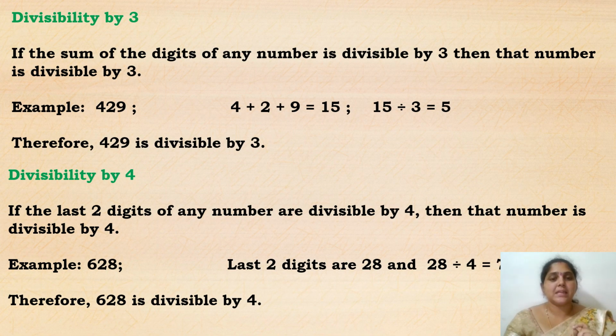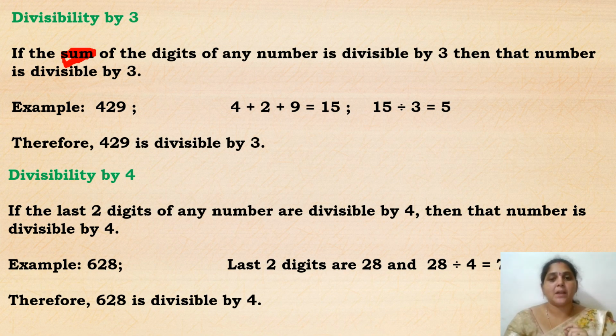Now we will see the divisibility rule for 3. What is the divisibility rule for 3? If the sum of the digits of any number is divisible by 3. What is meant by sum? Sum means you have to add all the digits you have taken in the number. Then only it is divisible by the number 3.